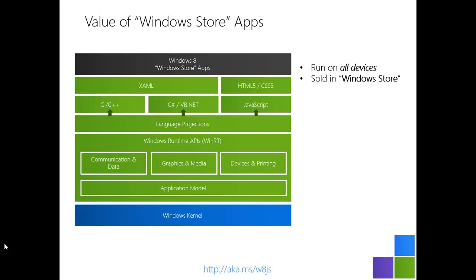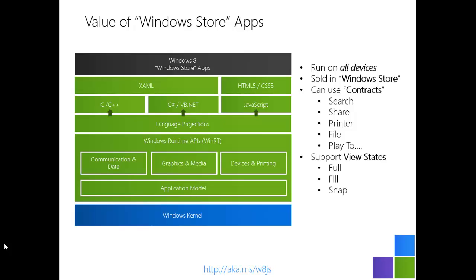Applications that run against the Windows Runtime API get to use contracts like search and share, printing out to devices, having access to the file system or being accessed as a file store, and being able to play out to DLNA network devices, etc. They also get view states. They can run full screen, or they can run in what's called filled or snapped views. We'll take a look at that as we design our prototype application coming up. They also have a great application lifecycle.